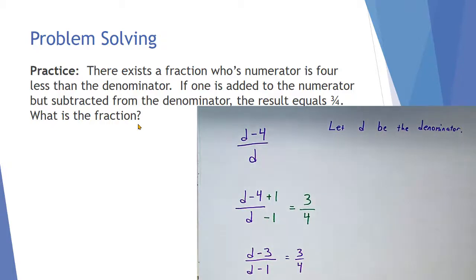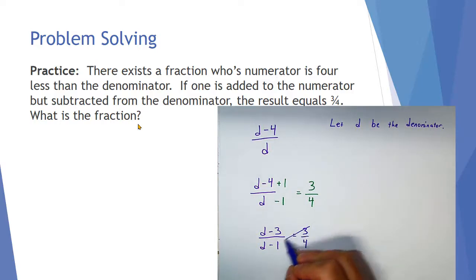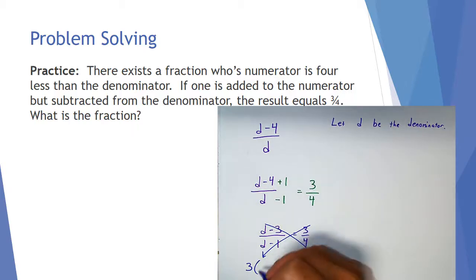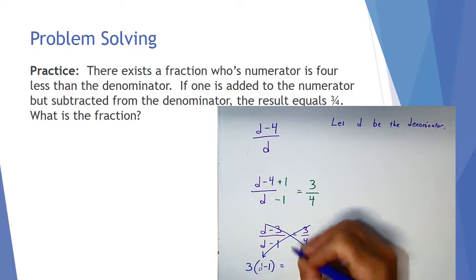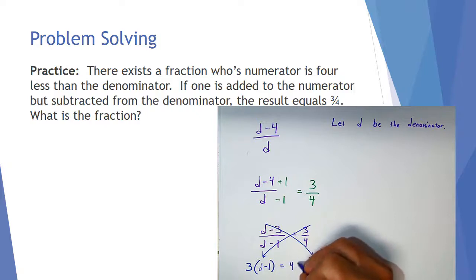All right. Now, how are we going to solve this? We could multiply both sides by the common denominator of 4 times d minus 1, or we can cross multiply. We haven't done that a lot. But remember, it is certainly true when you have two equal fractions, or a proportion like this, that the cross products must be equal. So in one direction we get 3 times d minus 1, and that has to be equal to the product in the other direction. That's 4 times d minus 3.